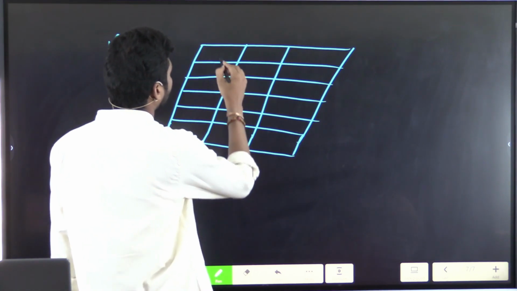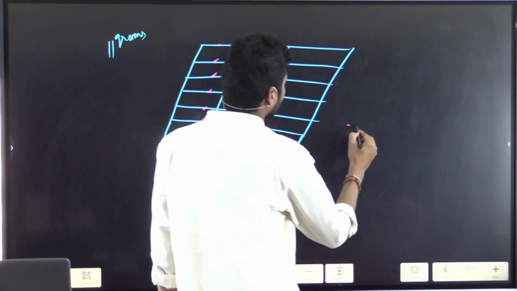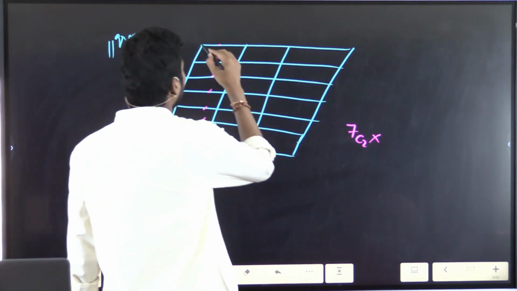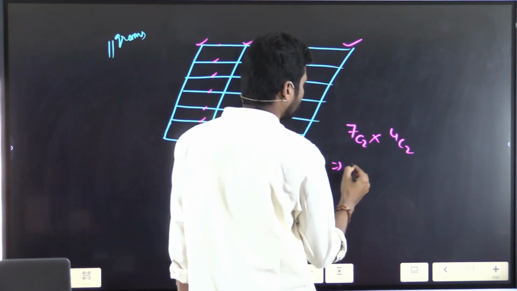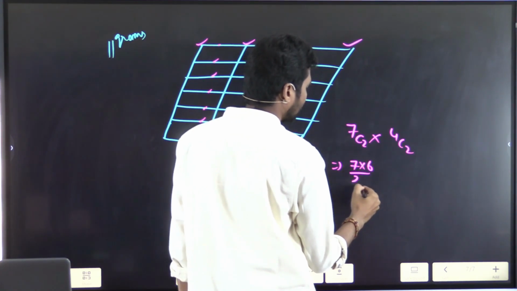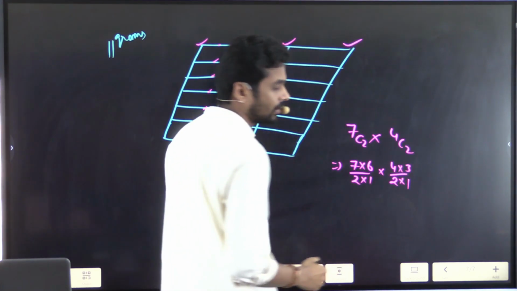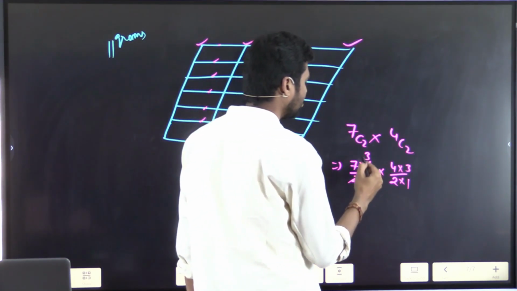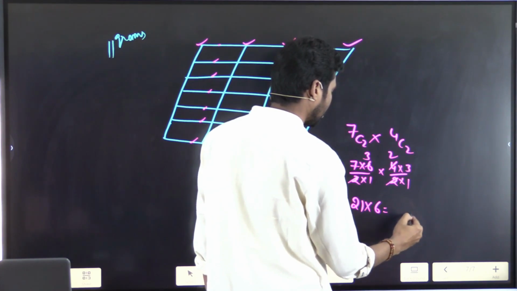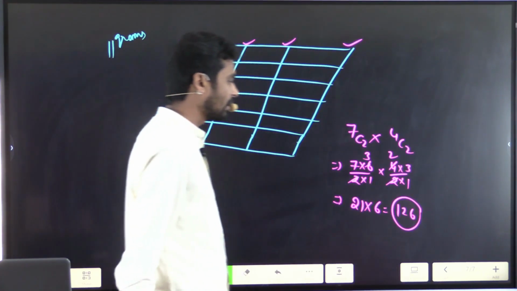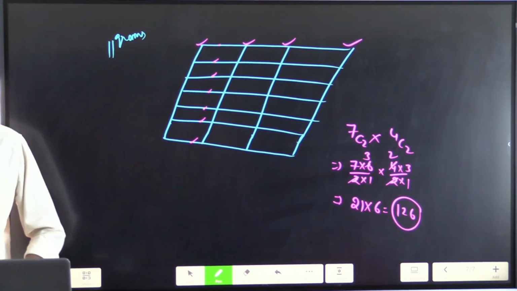So first you count the horizontal lines: 1, 2, 3, 4, 5, 6, 7. So 7 C2, into how many vertical lines do we have? 1, 2, 3, 4. So we have 4 vertical lines, 4 C2. 7 into 6 divided by 2 factorial, which is 2 into 1, into 4 C2. How do we write 4 C2? 4 into 3 divided by 2 into 1. So 2 3s are 3, into 7 is 21. 2 2s are 2, into 3 is 6. So what is the answer? 126. So in this figure we have a total of 126 parallelograms. Is it clear?